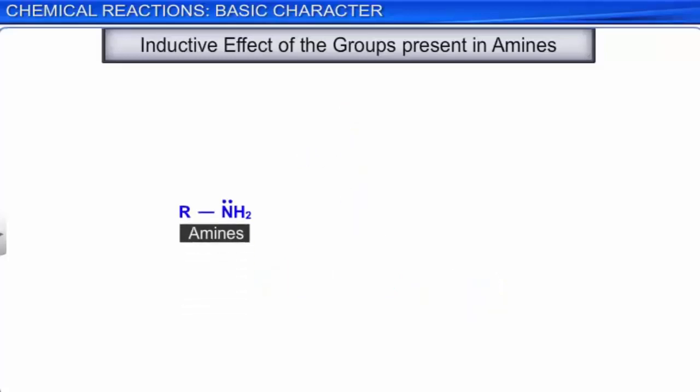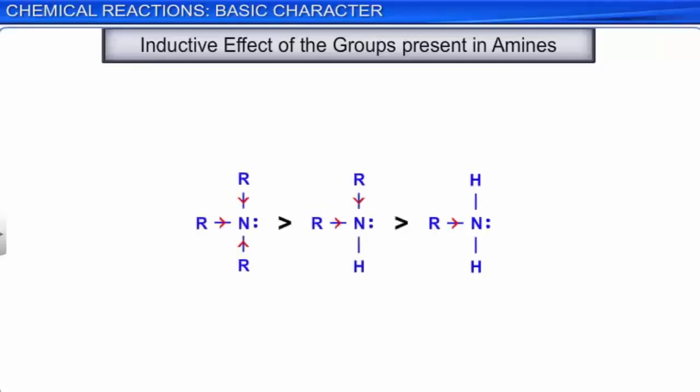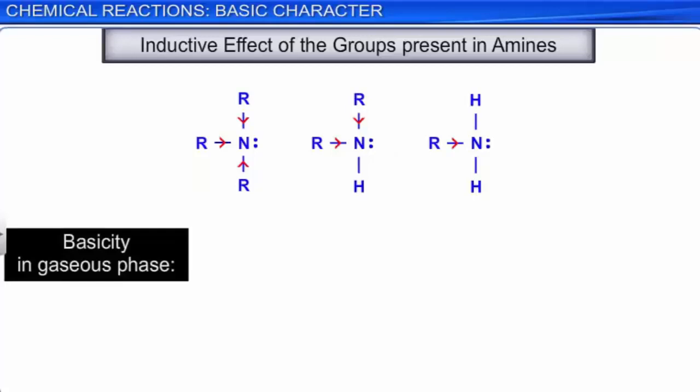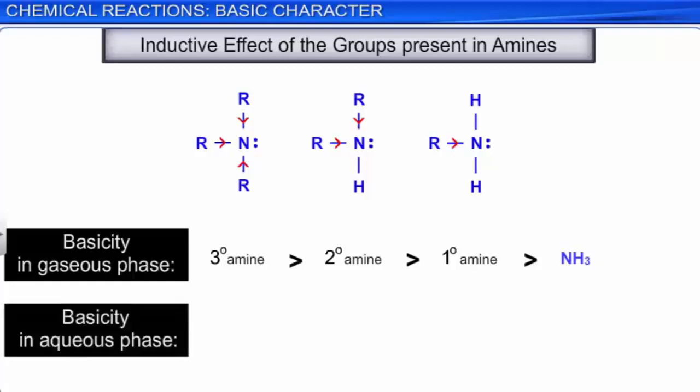Thus, the basic nature of aliphatic amines increases with an increase in the number of alkyl groups. Therefore, the basicity order of aliphatic amines in the gaseous phase is tertiary amine is greater than secondary amine is greater than primary amine is greater than ammonia. On the other hand, the basicity order of aliphatic amines in the aqueous phase is ammonia is greater than primary amine, is greater than secondary amine, is greater than tertiary amine.